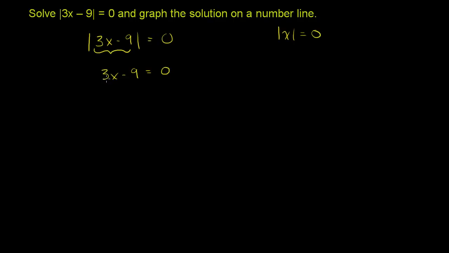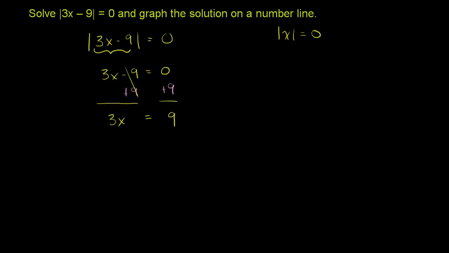If we want to isolate the 3x, get rid of the negative 9 on the left-hand side, we add 9 to both sides of the equation. Add 9 to both sides of the equation. These 9's cancel out. That's the whole point. On the left-hand side, you're just left with 3x. And on the right-hand side, you are just left with 9.